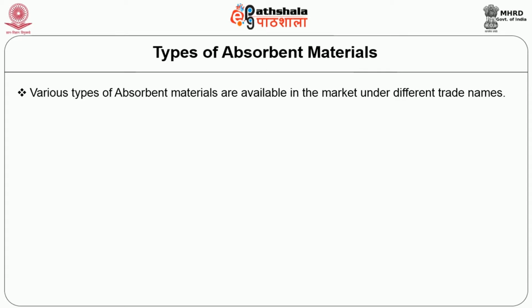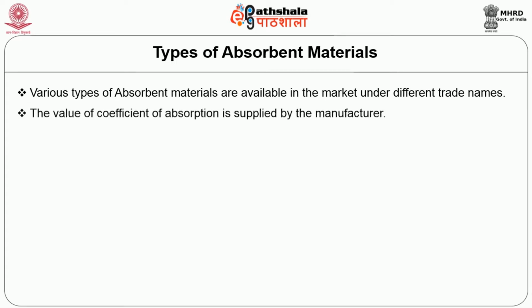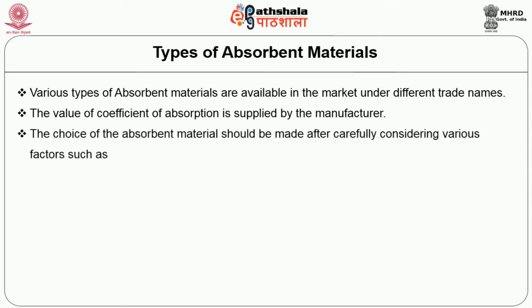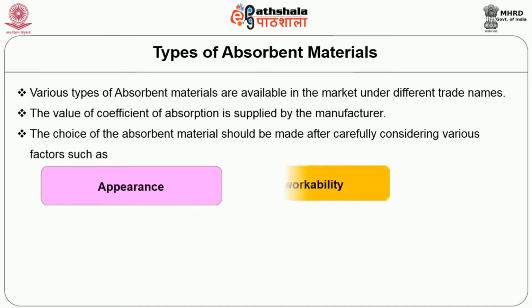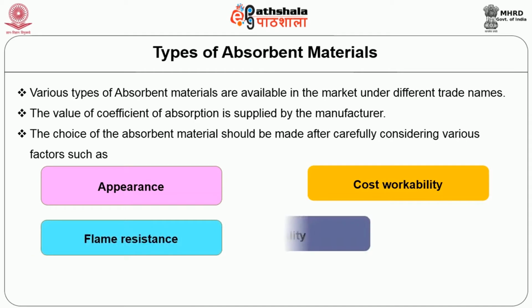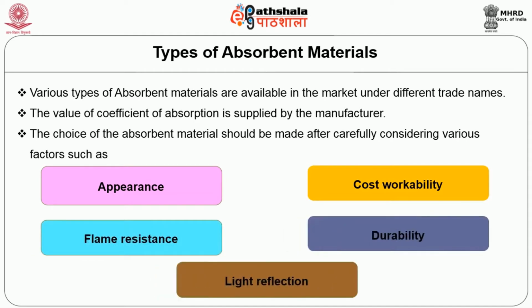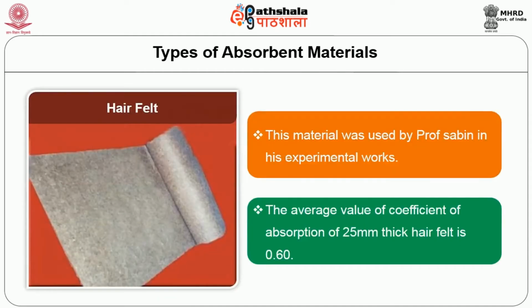Types of absorbent materials. Various types of absorbent materials are available in the market under different trade names. The value of the coefficient of absorption is supplied by the manufacturer. The choice of absorbent materials should be made after carefully considering various factors such as appearance, cost, workability, flame resistance, durability, light reflection, etc. The following are some common types of absorbent materials.